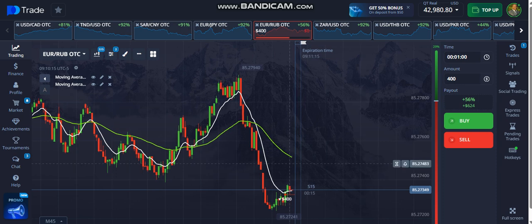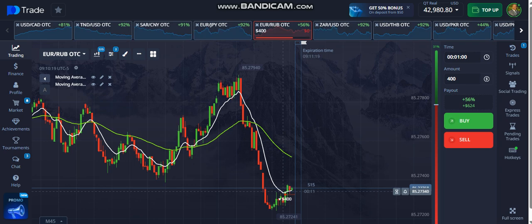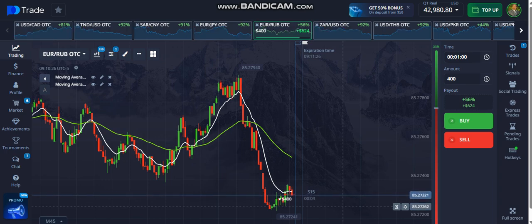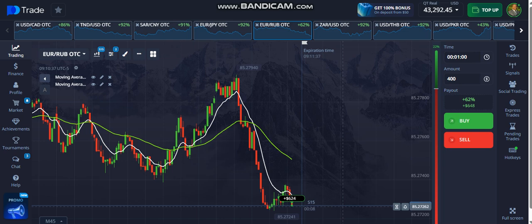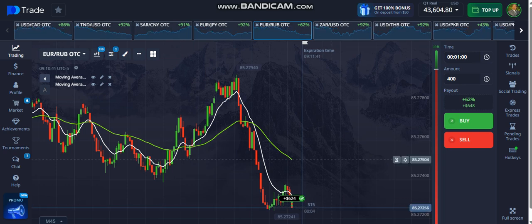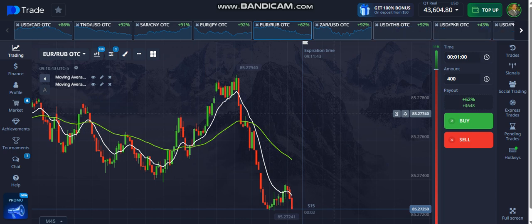I waited for the retracement back to the line. I waited for the price to retrace back to the 10 EMA line, and once that price hit that 10 EMA line, I executed a trade. Okay, let's wait for the expiration of this trade. Okay, great. So we won that trade. All right, so I'm going to pause the video and look for another trade. That was a great trade.